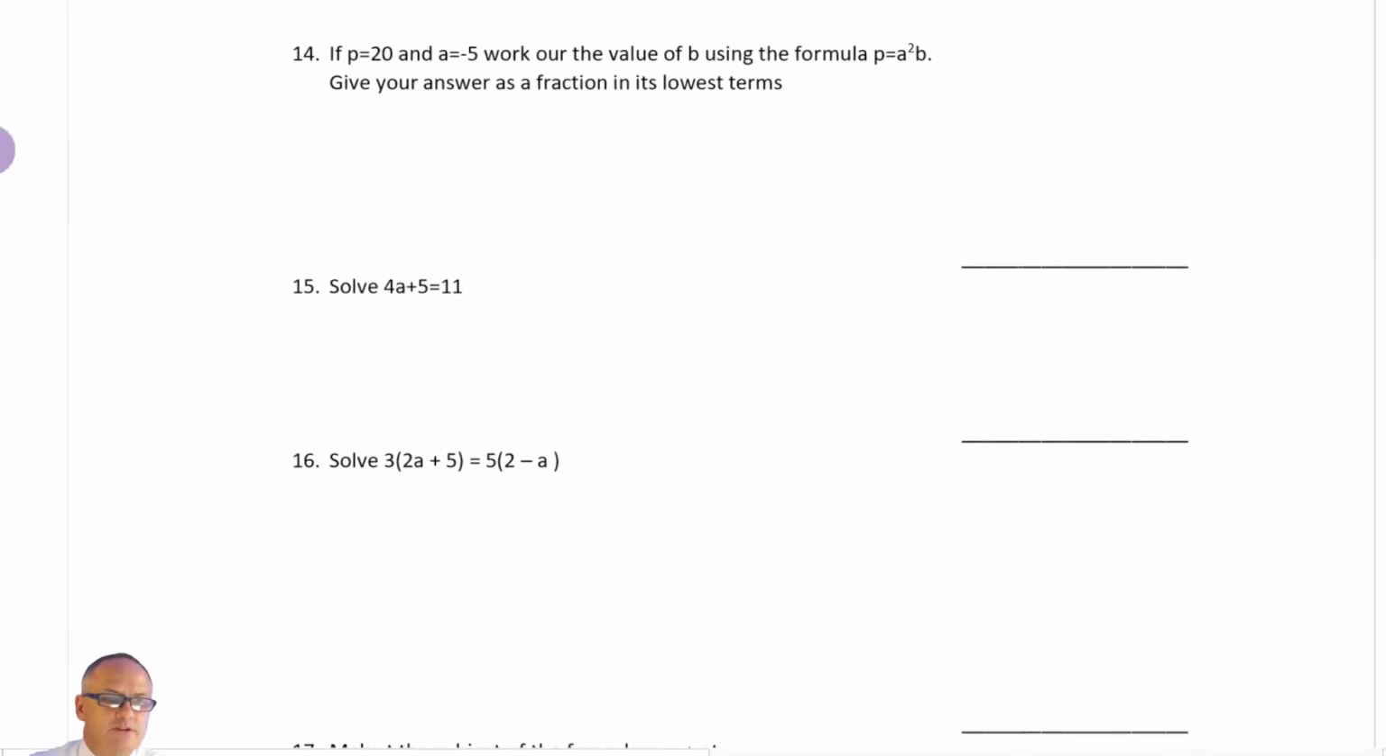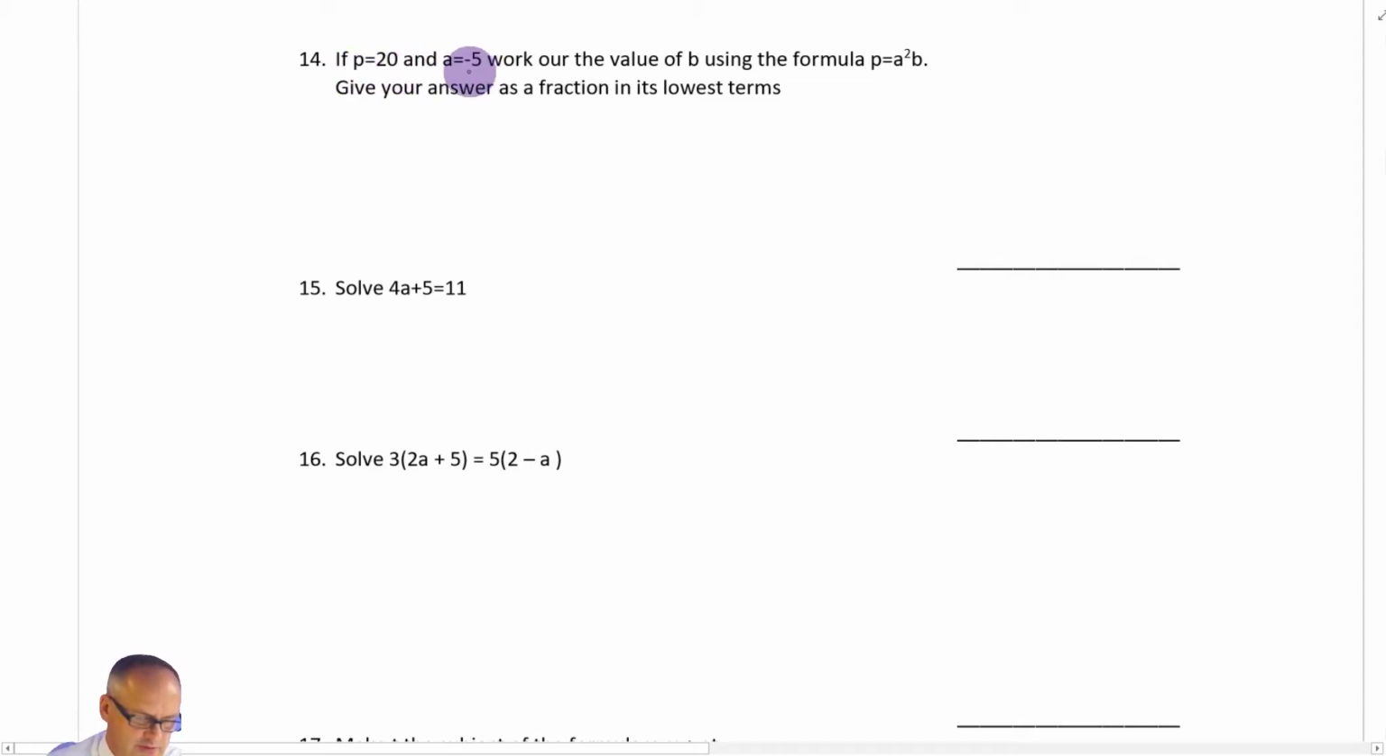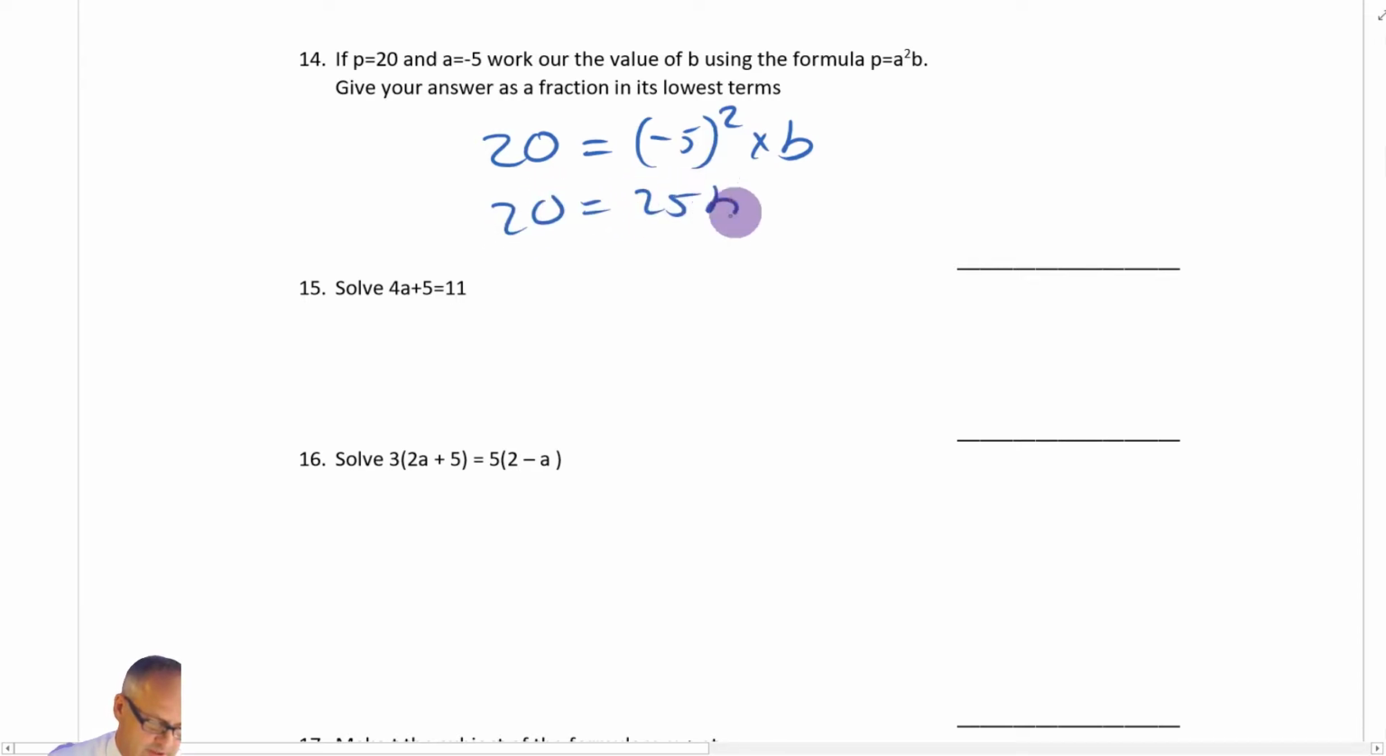Okay, question 14. If p equals 20 and a equals minus 5, work out the value of b using this formula. So let's put the numbers in. We've got 20 equals, put minus 5 in, so we've got minus 5 all squared times b. Minus 5 all squared is minus 5 times minus 5, which gives us 25. So we get 20 equals 25b. So therefore b equals 20 divided by 25. When you cancel that down, you get 4/5.